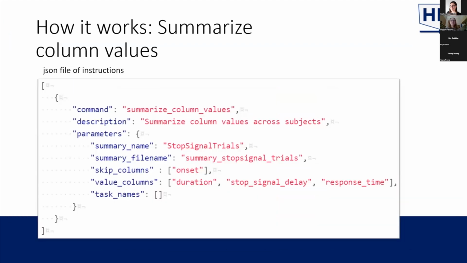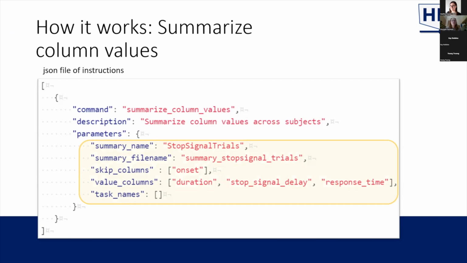The last operation that I will show is the summarize column values operation. This is one of the summary operations, and the syntax for calling it is exactly the same in a JSON instruction file. So you give the command, description, and the parameters. In case of a summary operation, the summary name and the summary file name are always required for any summary operation that you run. They will become part of the summary file.